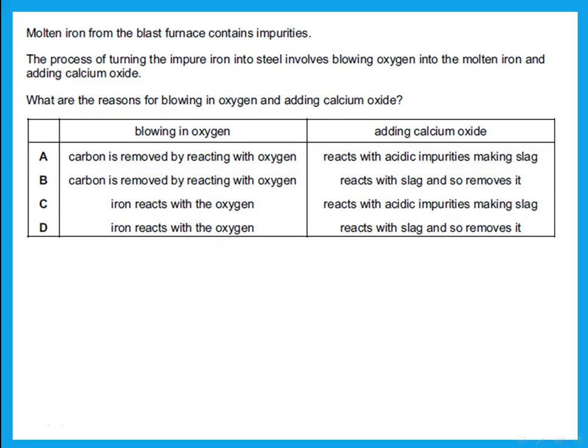The choices that we have are carbon is removed by reacting with oxygen, or because iron reacts with oxygen. No, we put oxygen not to react with the iron, but to react with the carbon impurity and remove it in the form of carbon dioxide. So my answer is A or B.